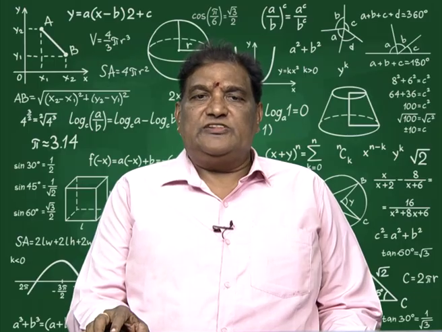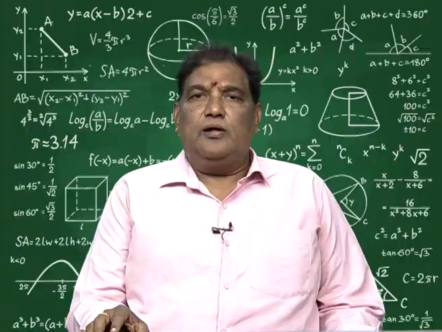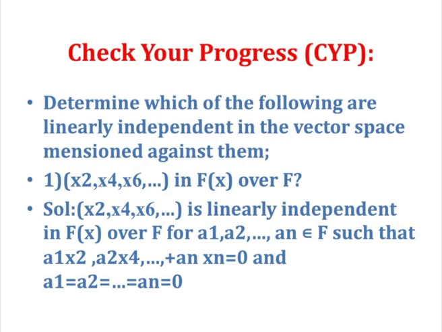Example. Consider the vector space F of x of polynomials, that is, algebraic expressions, over the field R, and let S equal 1, x, x2, x3, and so on. Then S is linearly independent over F. Next, check your progress.